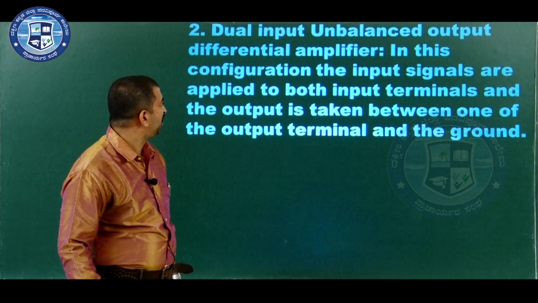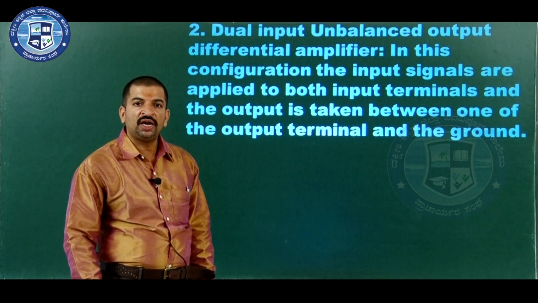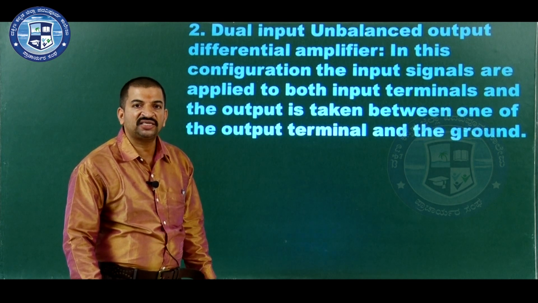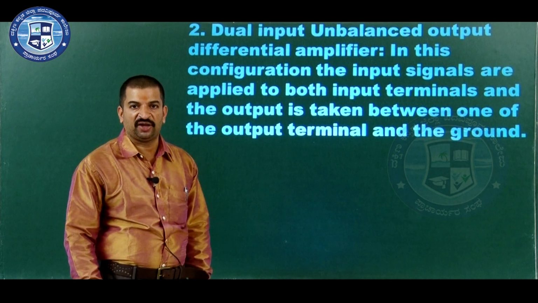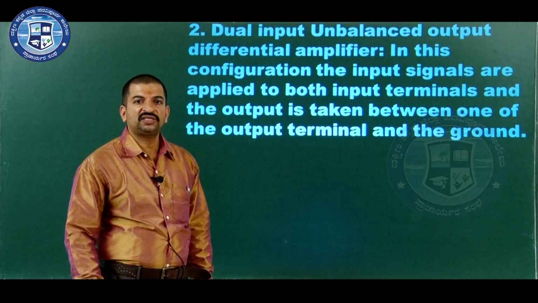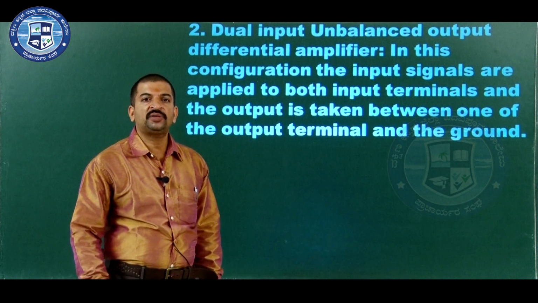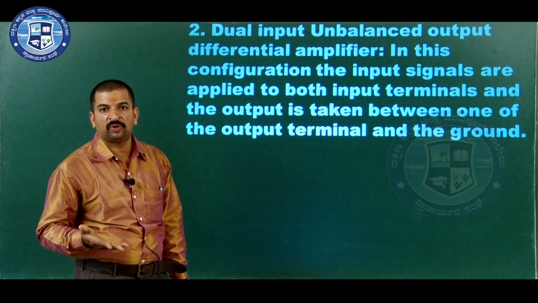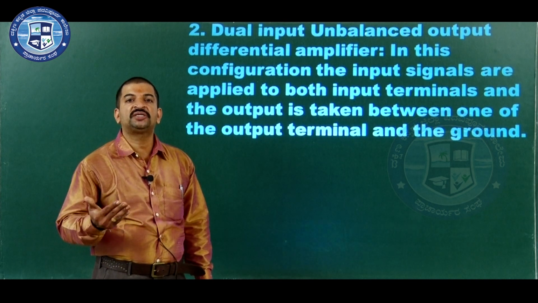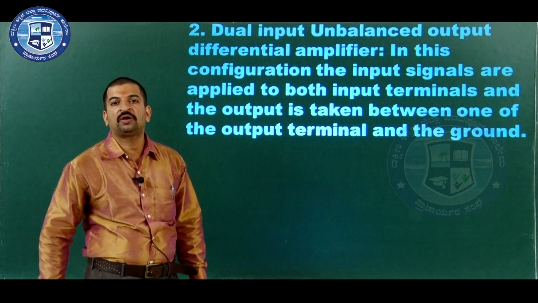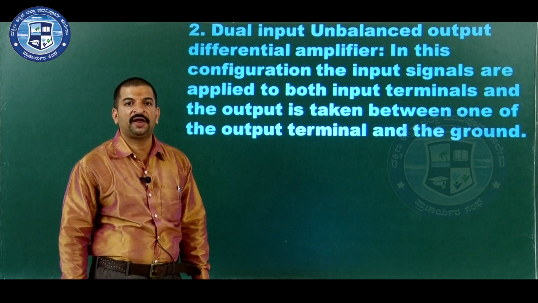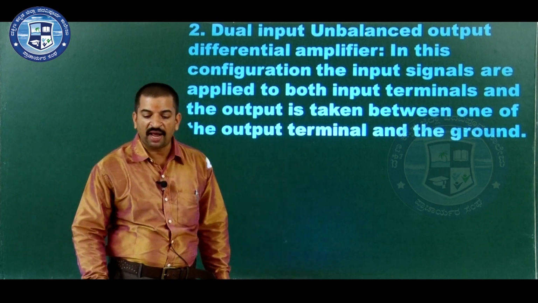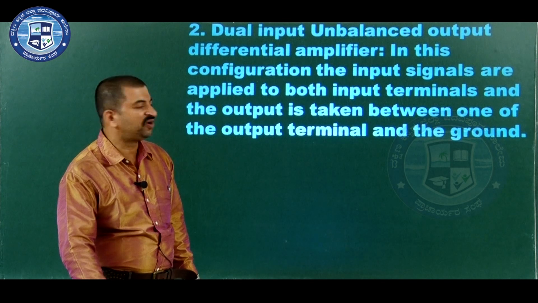The next configuration is the dual input unbalanced output differential amplifier. In this configuration, input signals are applied to both input terminals. The output signal is measured across only one of the output terminals with respect to ground. So, the name dual input unbalanced output differential amplifier.